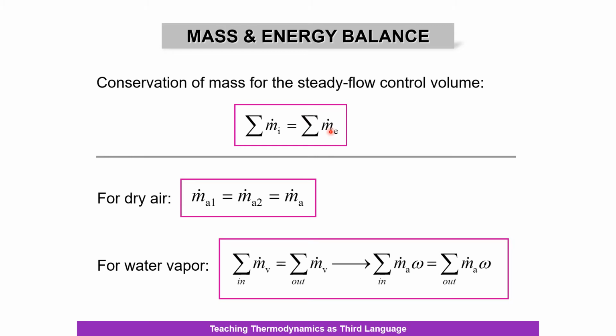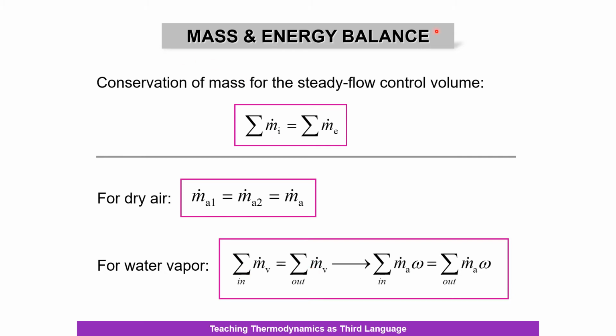So here conservation of mass is applied. For dry air, the amount of dry air entering a system in an air conditioning is equal to the amount of dry air that exits. So that will give you the total amount of dry air that you have, right? For water vapor, the amount of water vapor in is equal to the water vapor out, right?